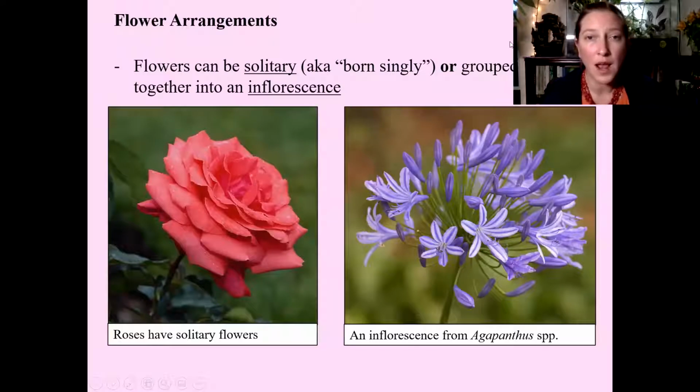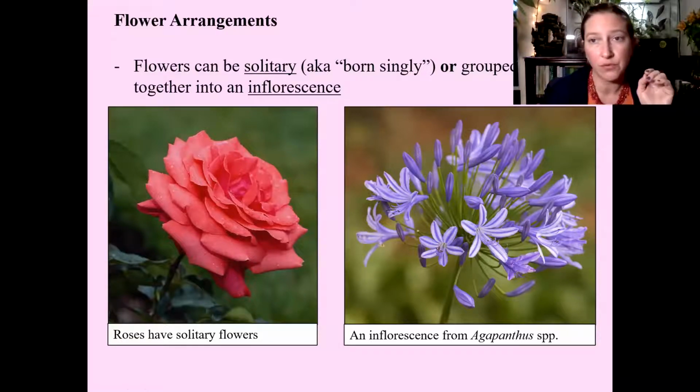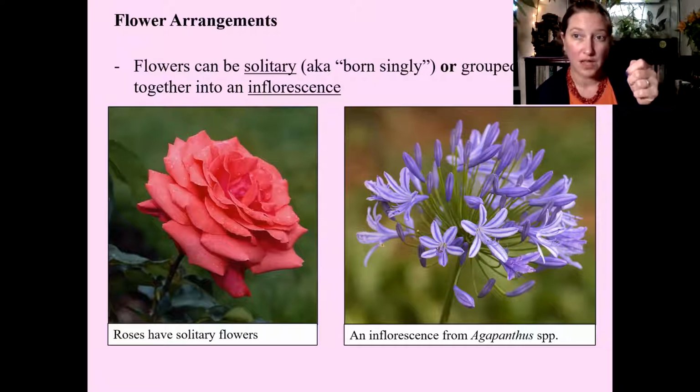So different plants have different ways that flowers are arranged. I already mentioned a rose. Some plants have solitary flowers or flowers born singly, which is just a fancy way of saying it's just by itself, right? It's a solitary flower, one flower on a stalk. For example, rose. If you get a rose, it's just one rose flower on one stalk, right?